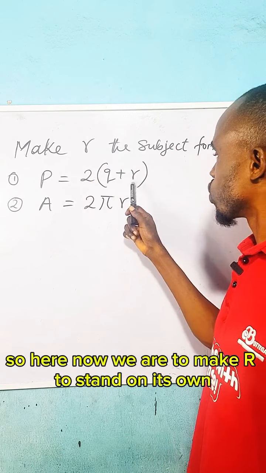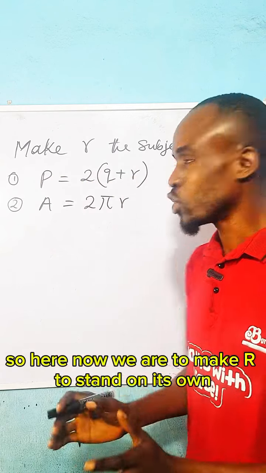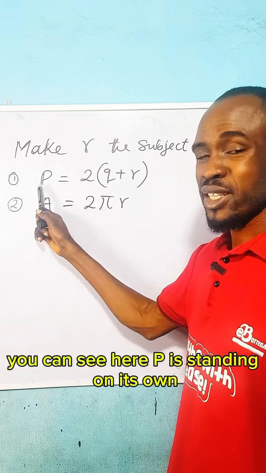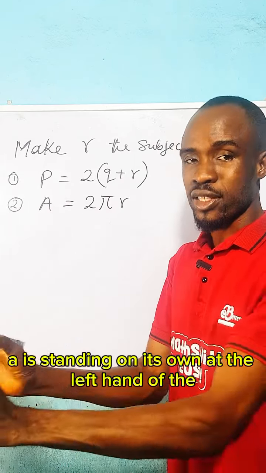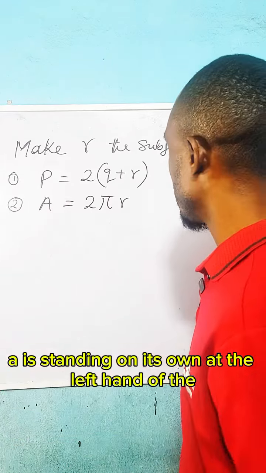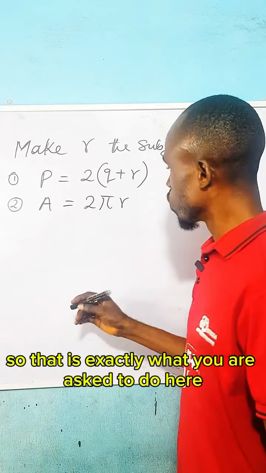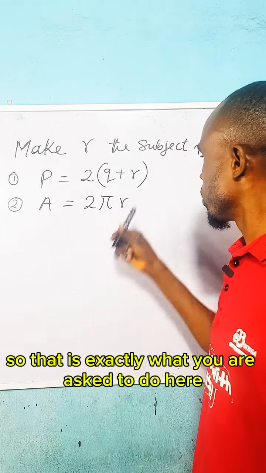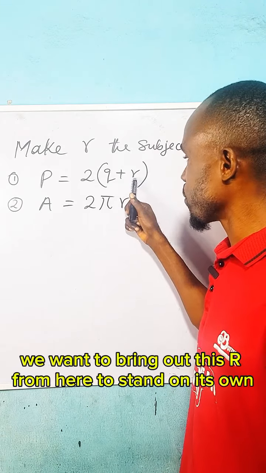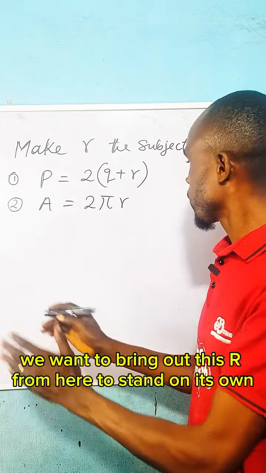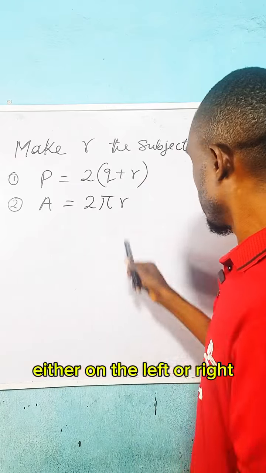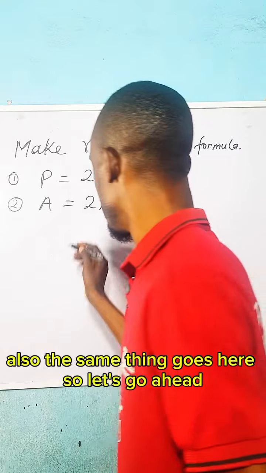So here now we are to make R stand on its own. You can see here P is standing on its own, A is standing on its own at the left hand side of the equation. So that is exactly what we are asked to do here. We want to bring out this R from here to stand on its own, either on the left or right. Also the same thing goes there. So let's go ahead.